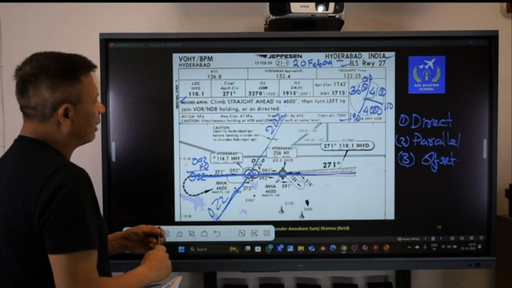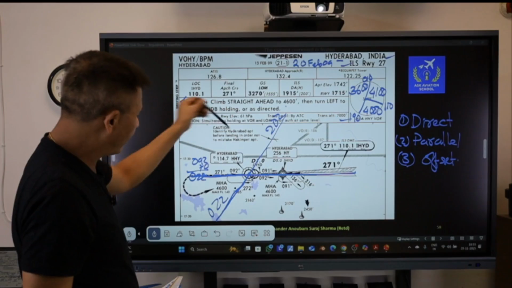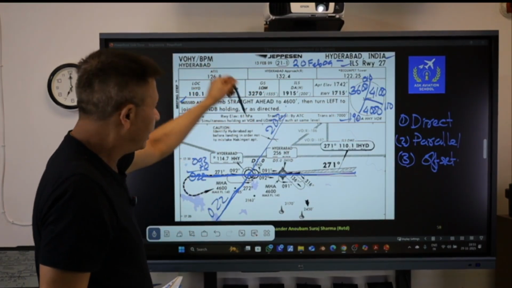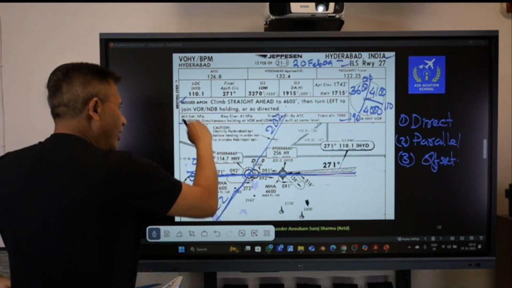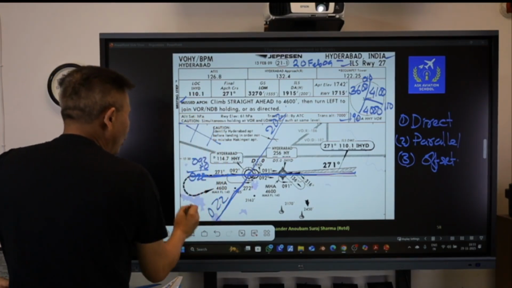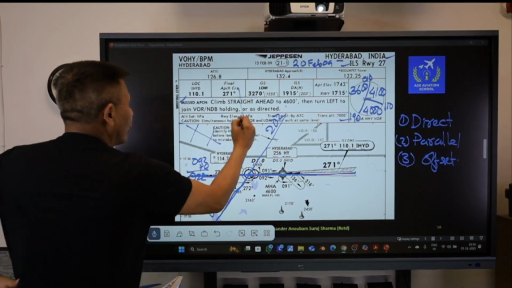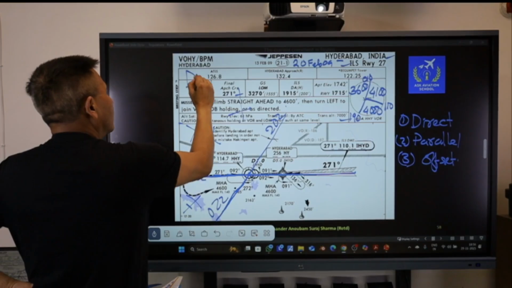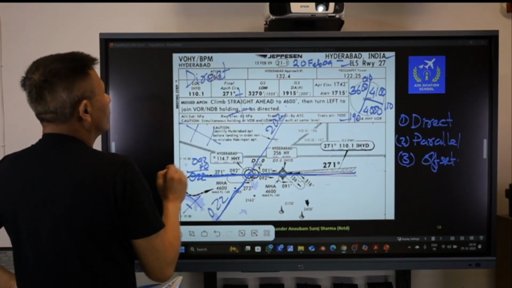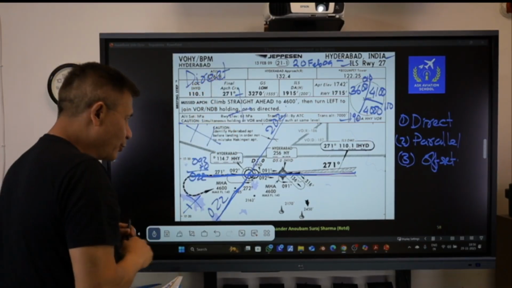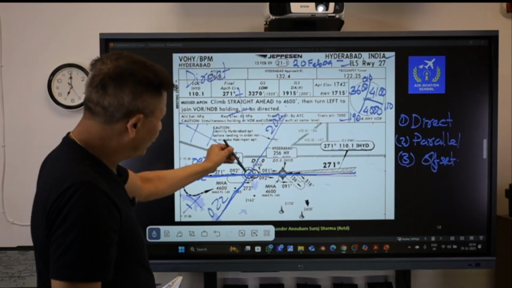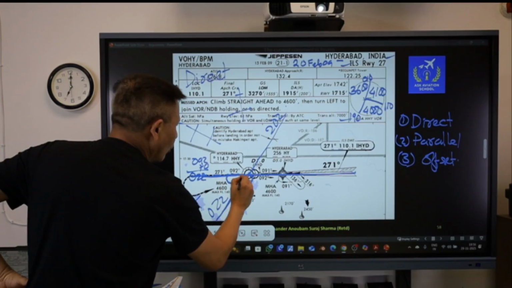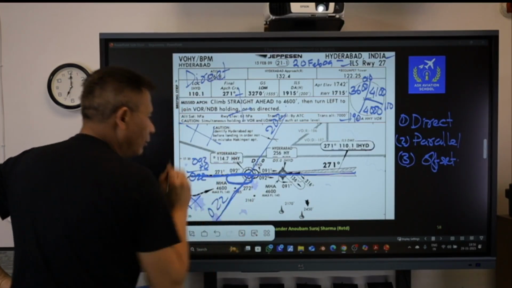Let us assume that my aircraft is coming from any direction, from 022 right up to 202. Anytime I'm coming from this direction, or this direction, or this direction, I am on a direct sector. Direct sector means that I will come over this VOR and I can straight away join the holding and keep holding like this if it is required.